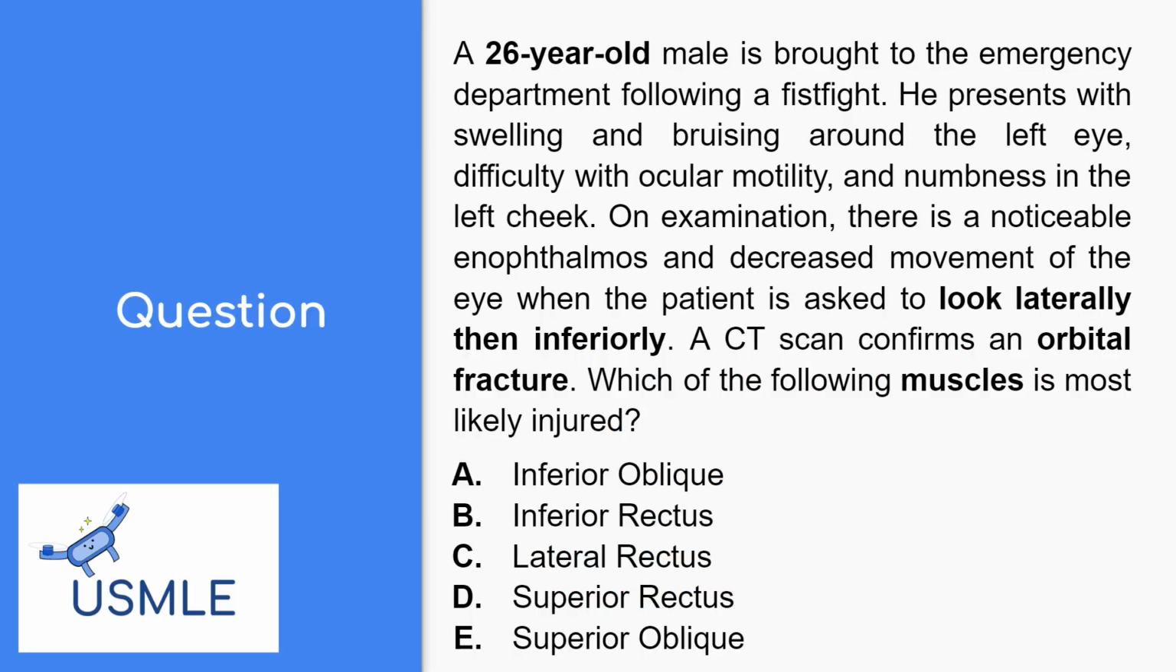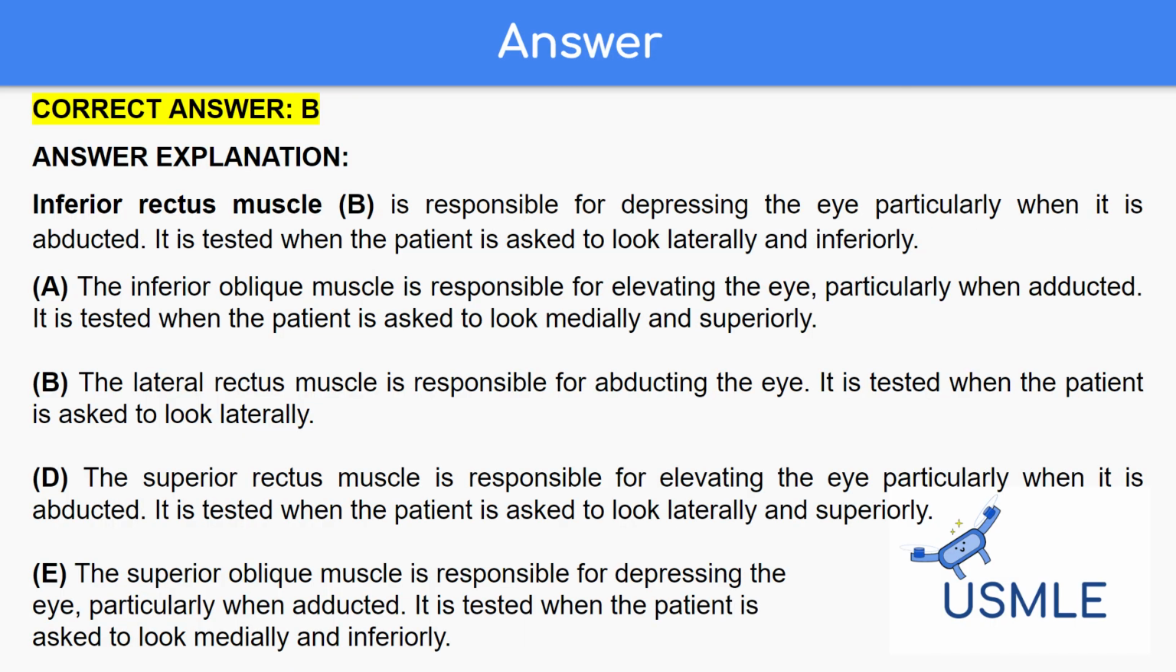In today's question, a 26-year-old male is brought following a fist fight. When the patient is asked to look laterally, then inferiorly, there is a decrease in the movement, along with enophthalmos. A CT scan confirms an orbital fracture. Which of the following muscles is most likely injured? In this case, we can see from the eye movement being tested that the inferior rectus muscle is being suspected of involvement. Feel free to go over the answer explanations.